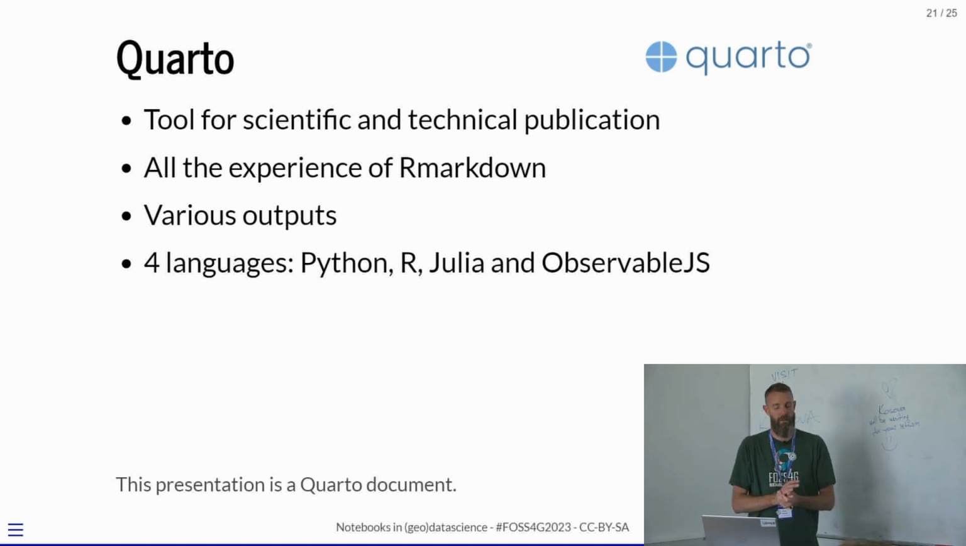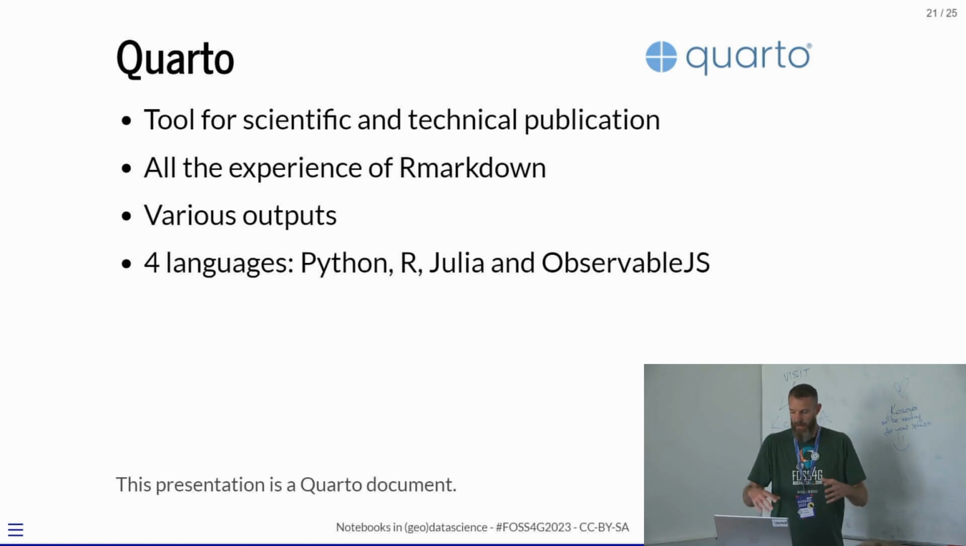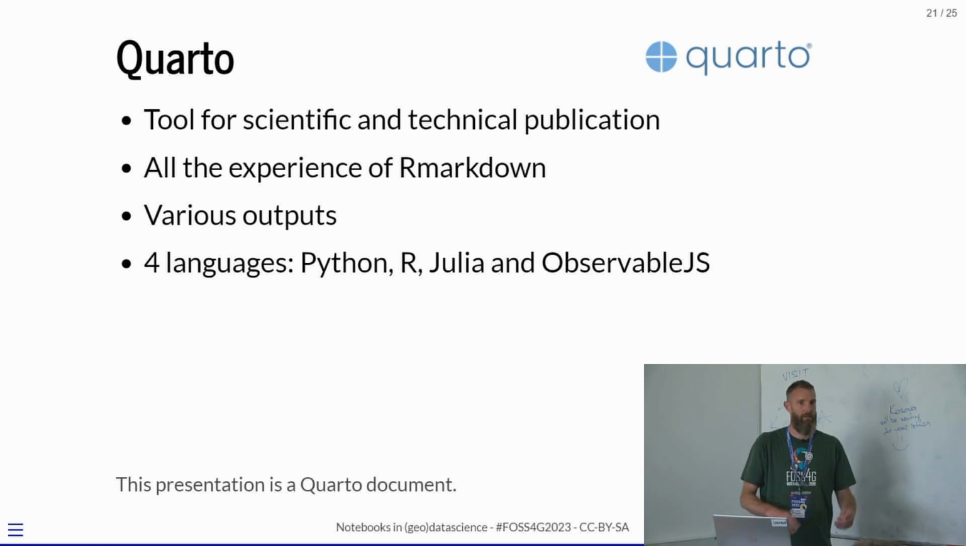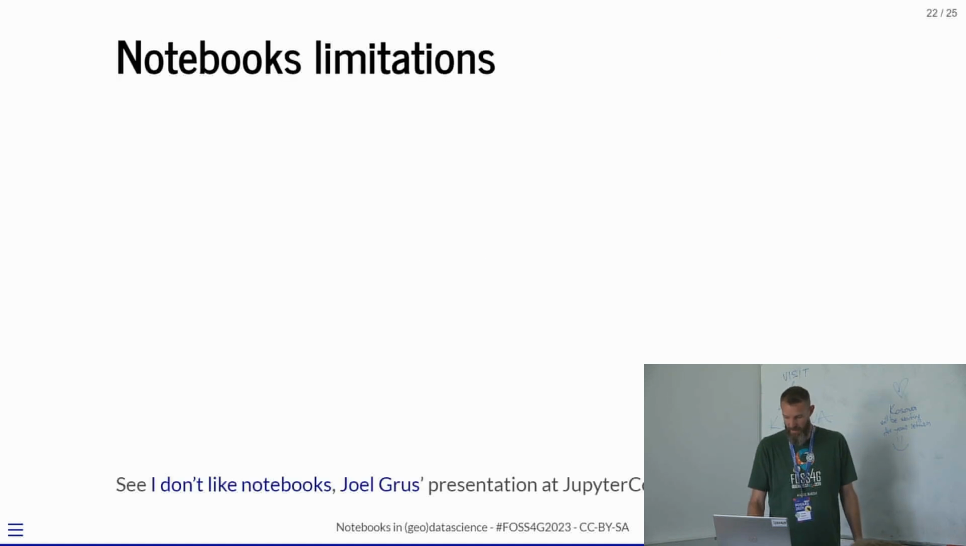Because with Quarto, you actually have your Python and R and Julia installation, but Observable is shipped with Quarto. The runtime is shipped with Quarto.